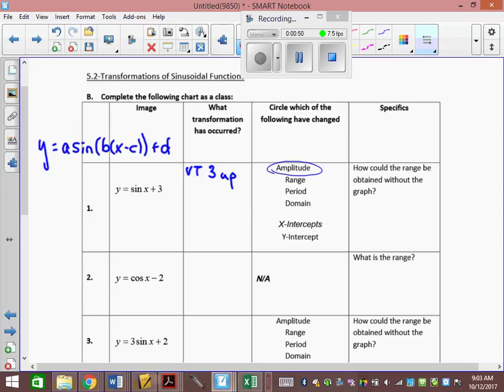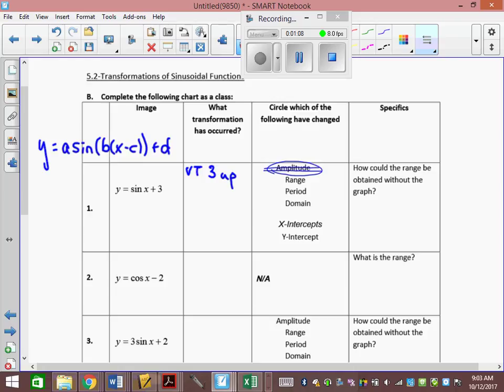Would your range change? Actually, would your amplitude change? You're taking the graph and you're shifting it 3 up. Are you making it any taller? No. So your amplitude doesn't change. What only affects the amplitude? The stretch. The vertical stretch is the only thing that affects your amplitude, right?